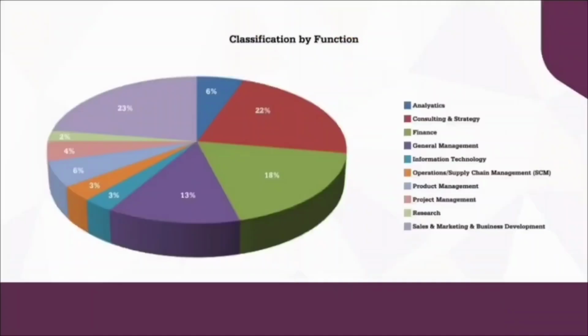If we consider the placements in terms of function, then there are 18% placements are from the finance, 22% placements are from the consulting and strategy, 13% placements are from the general management, 6% placements are from the analytics, 23% placements are from the sales, marketing and business development, then 2% placements are from the research, 4% placements from the project management, 6% placements are from the product management, 3% placements are from the operations and supply chain management, and 3% placements are from the information technology.